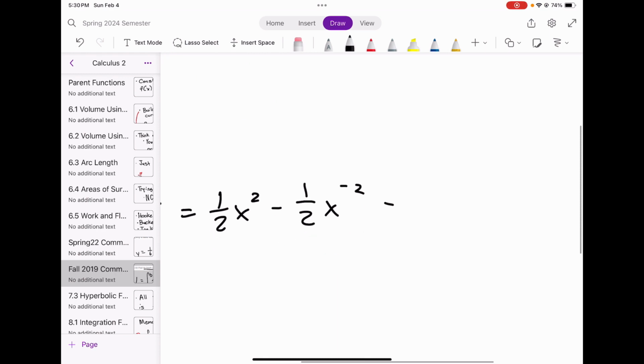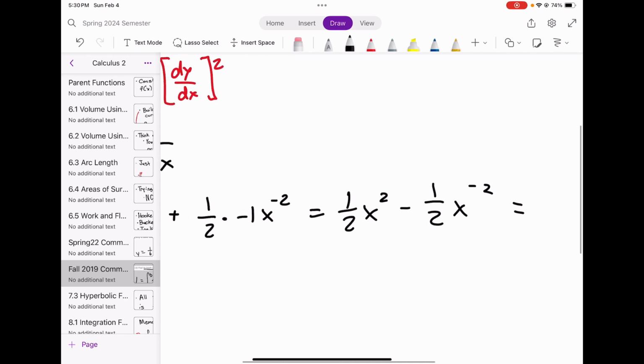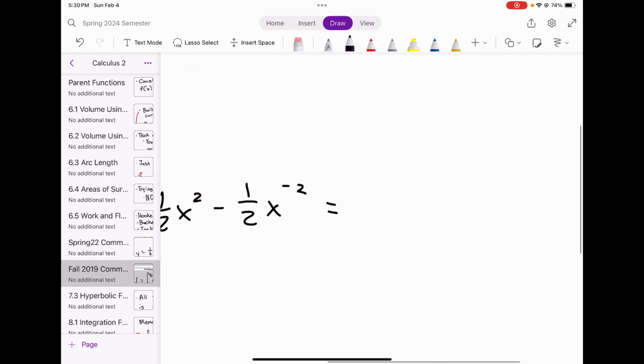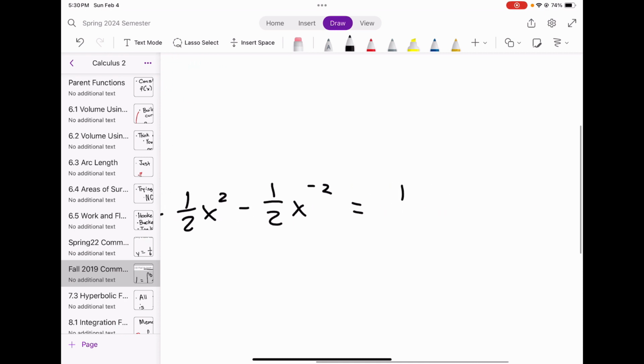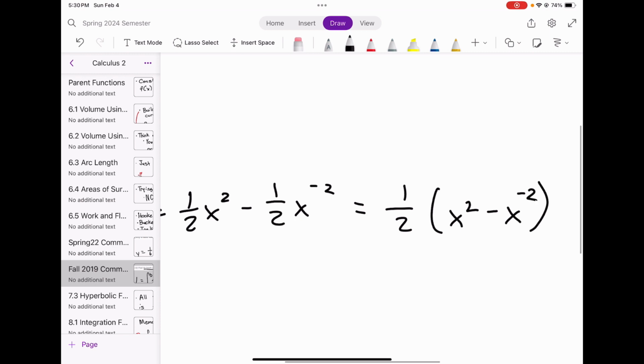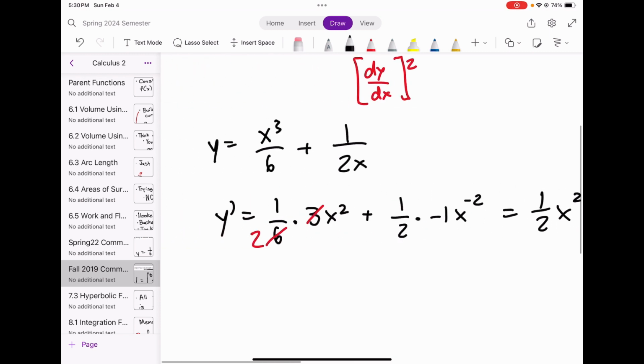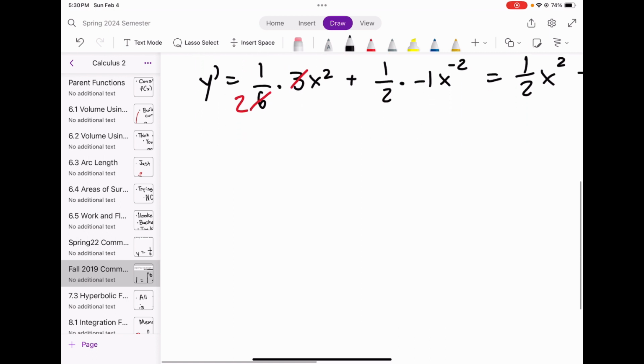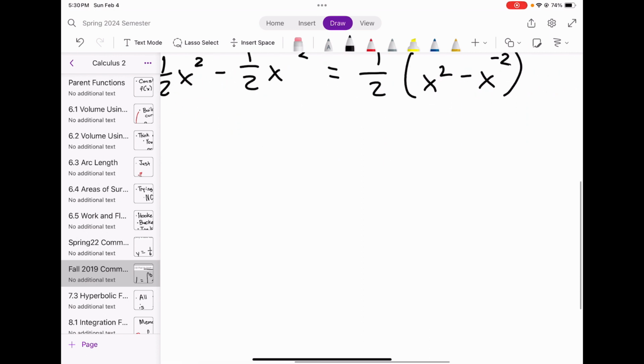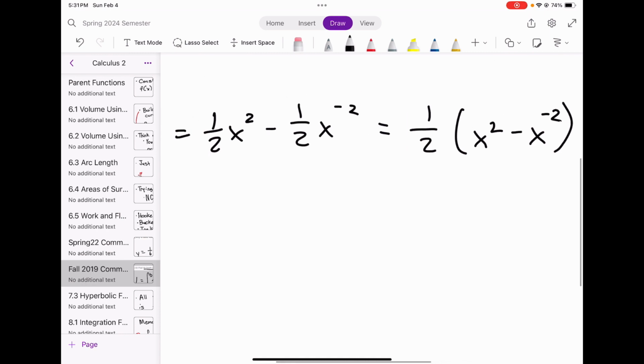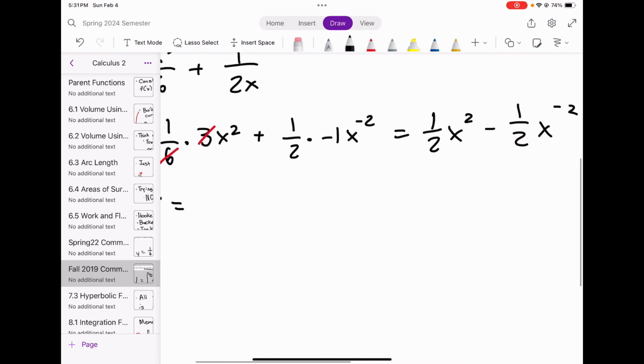And one last thing I'm going to do is factor out this 1/2 as well. So 1/2 times x squared minus x to the -2 power. And this is going to be useful for when I square this value. So the next step is going to be to square this. Splitting this up like this just makes it a bit easier for us.